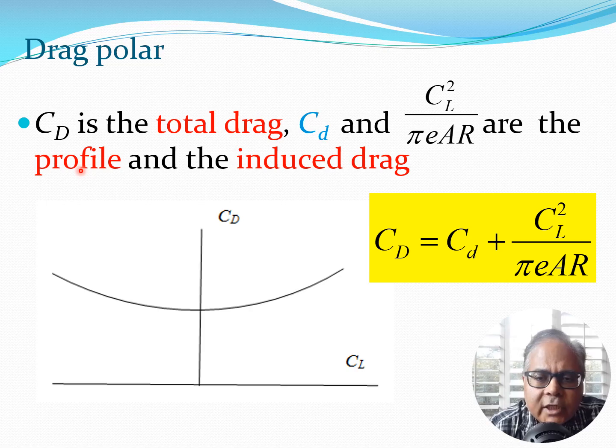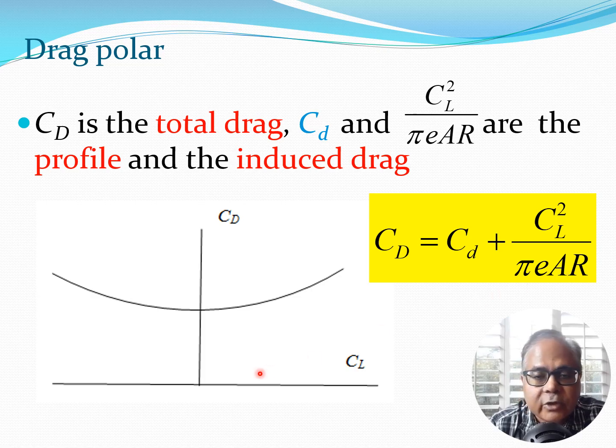Now, totally the drag is composed of two components, the profile drag and the induced drag. So that's a very important formula which I have written here in this yellow box, that CD equals small cd plus CL square by pi E AR. Now this component, which is the CL term, is induced drag, and small cd is the profile drag component which we have discussed in some of our previous lectures, which has come from skin friction drag and also from pressure drag.